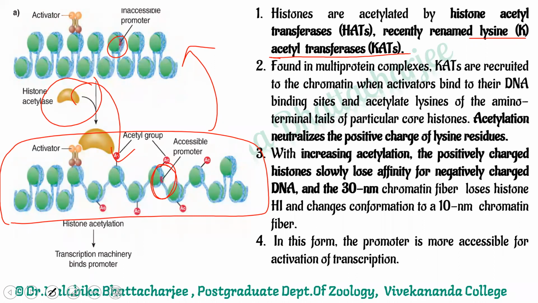And the DNA opens up. If you remove the acetyl groups, the DNA again goes back to its heterochromatic state. So this is a euchromatic state of DNA where the promoters are accessible, and if required, the RNA polymerase can come and bind to this promoter and increase its transcription level. This is a heterochromatic state of DNA where the promoter is inaccessible.